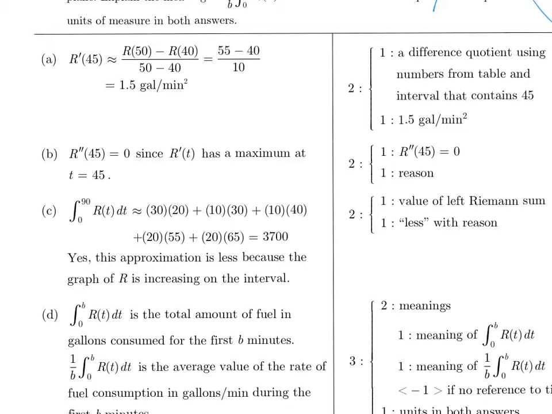I'm surprised that they didn't put units there. The units, because it's fuel consumption in gallons per minute. Remember that the integral is giving us the accumulated rate of change. So that's giving us the number of gallons. So I would have added this to their answer. That's the number of gallons that have been used in the first 90 minutes.